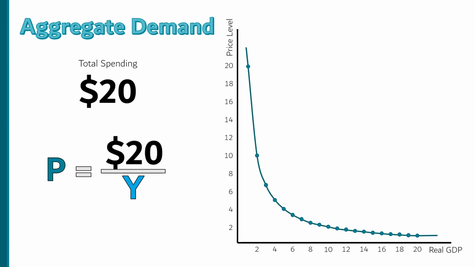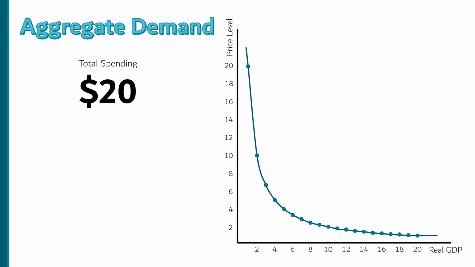Every point on this line represents a different way of spending $20. It could be that our price level is high, which means $20 of spending doesn't buy much real GDP. Or it could be that our price level is low and $20 goes a long way. But this curve on the graph is what we call aggregate demand.